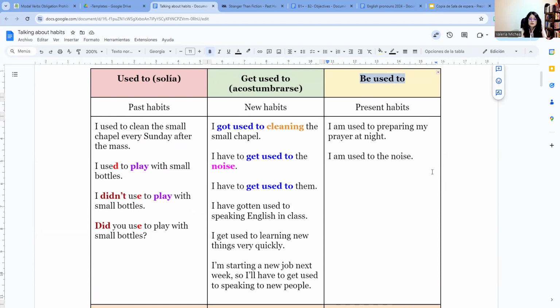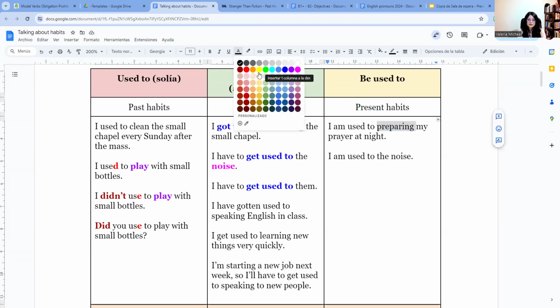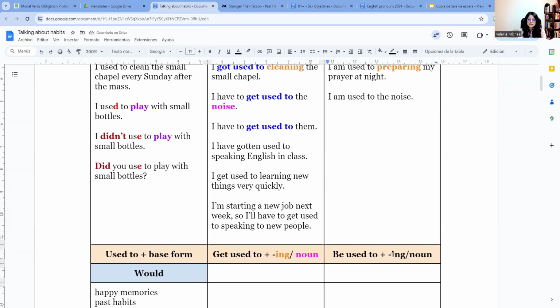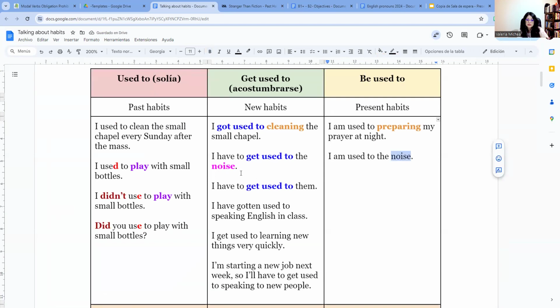All right, so be used to talks about present habits, okay? Not past, not new, but present habits. For example, I can say I'm used to preparing my prayer at night. Again, I'm used to preparing my prayer at night. What do I need? The ing form, of course. This is not different from the previous structure, so I really need the ing form. And also, you can use the noun form with be used to. So I am used to the noise. Yeah, the noise being the noun here.